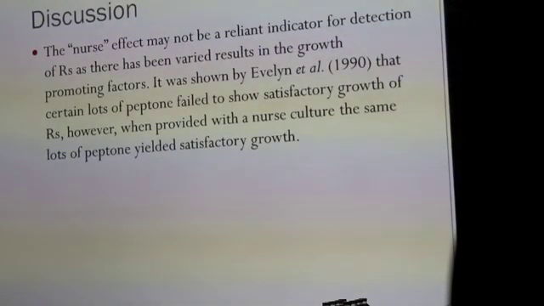So far, we've seen that the nurse effect might not be a reliable indicator for detection of RS or earlier detection of RS. There have been varied results. Evelyn showed that when you use unsatisfactory ingredients like lots of peptone and you use a nurse culture with it, it yields satisfactory growth. However, we may find that when you use satisfactory ingredients, the nurse culture may not do much for it.